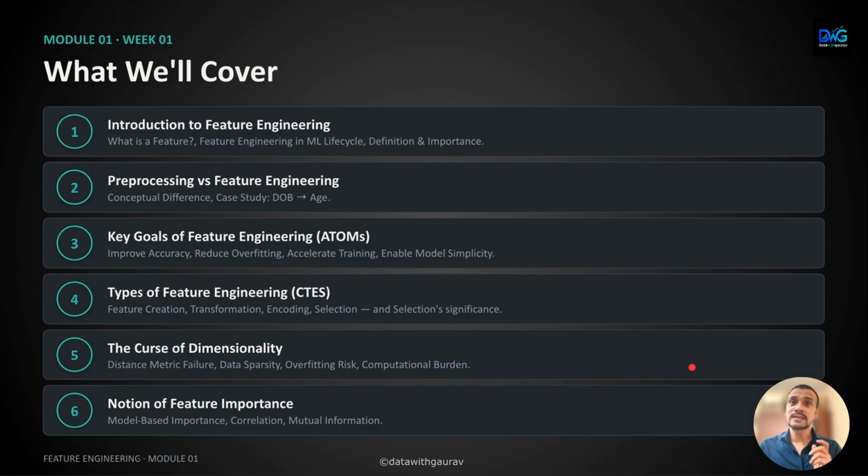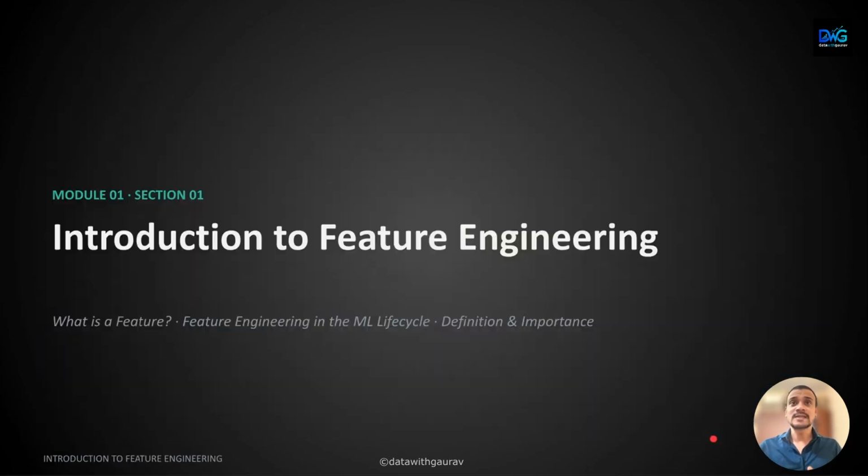We will then discuss why feature selection is so important, especially when working with very large datasets. Finally, we will look at the challenges of high dimensional data. We'll understand the curse of dimensionality and wrap up by learning how different machine learning models determine which features are most important. So, let's start with module 1, section 1 today, that is Introduction to Feature Engineering.